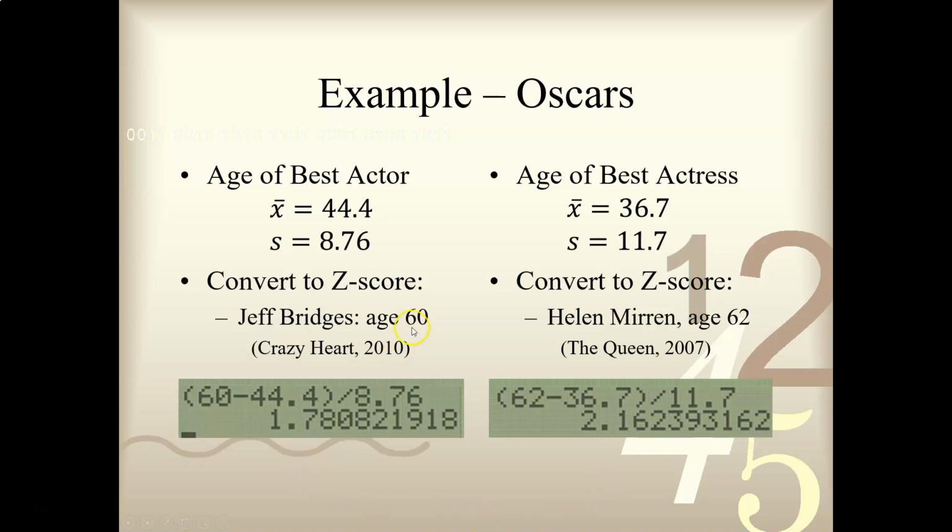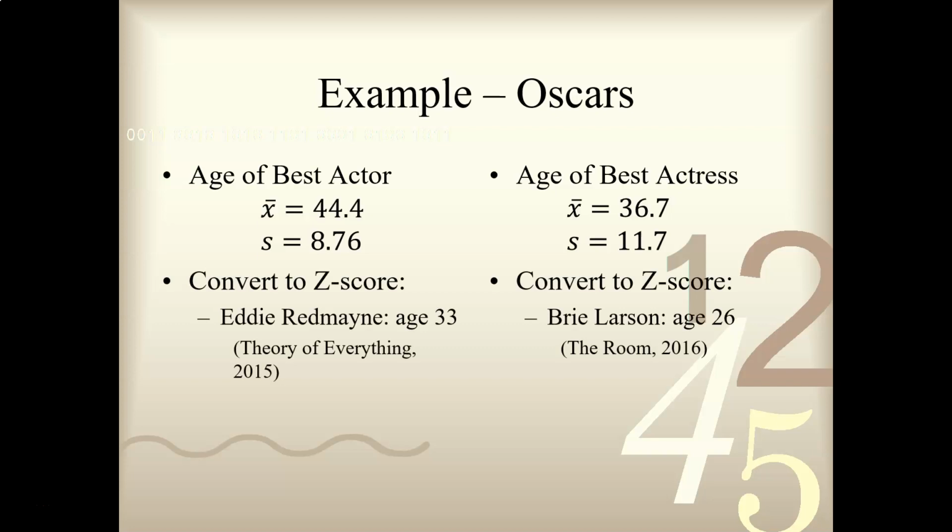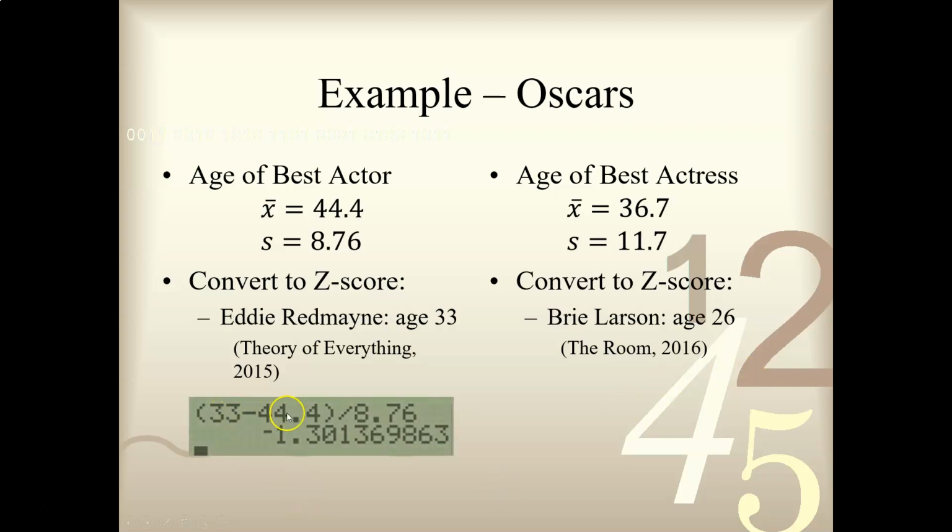So Jeff Bridges winning at age 60, that's closer to the mean for actors than Helen Mirren winning at age 62. Okay. Let's look at a couple of examples. Eddie Redmayne and Brie Larson. He was 33 when he won in 2015, and so you take his age, you subtract the mean, and you divide by the standard deviation, and you get negative 1.3. This is a negative z-score because he is less than the mean.